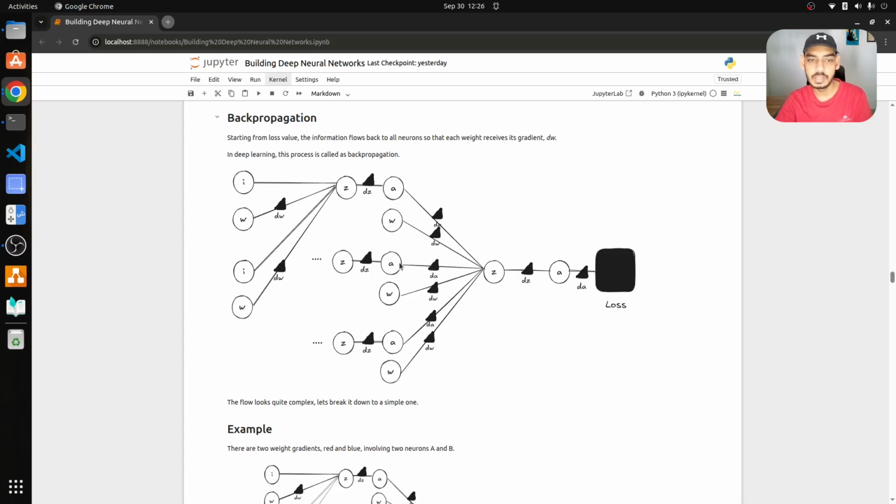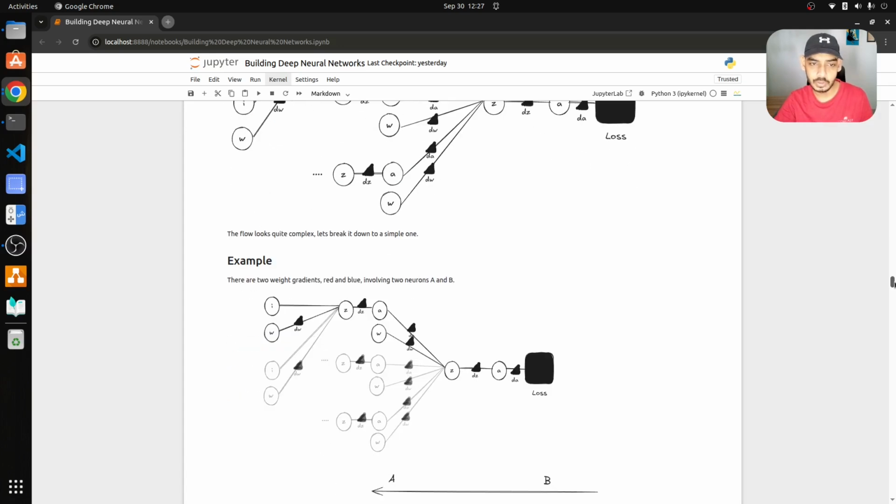And dA is from this, right? This is where you have dA and dZ again coming up. This is similar to this one. Once you have calculated this dW, then we'll be using this dW and calculating dA again. So that's the flow for backpropagation.